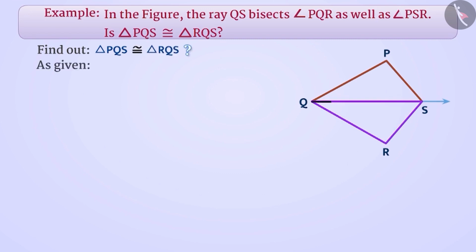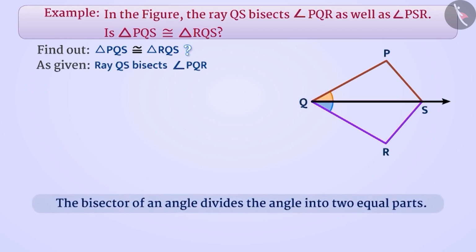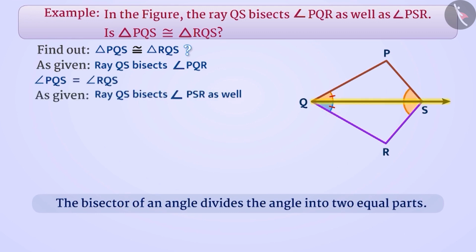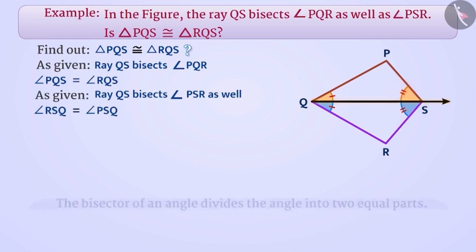We have been given ray QS bisects angle PQR. We know that the bisector of an angle divides the angle into two equal parts. With this understanding, we can say that angle PQS is equal to angle RQS. Similarly, ray QS also bisects angle PSR. Therefore, we can say that angle RSQ is equal to angle PSQ.